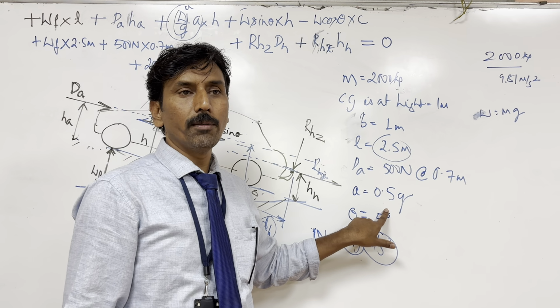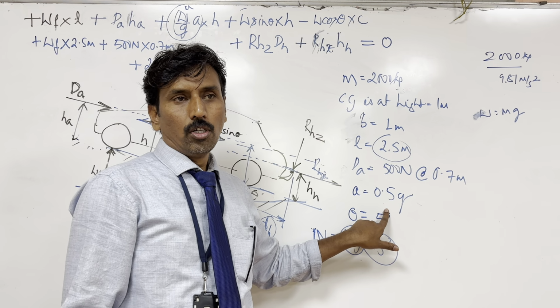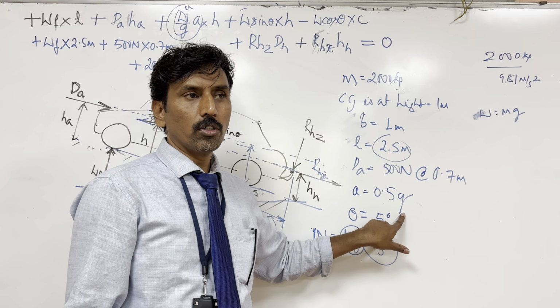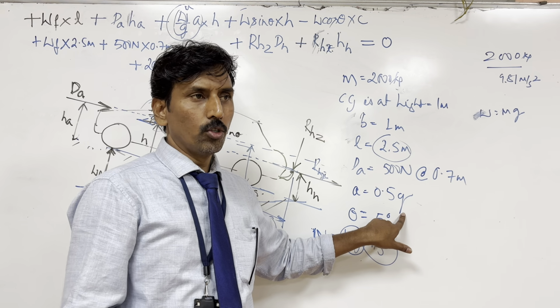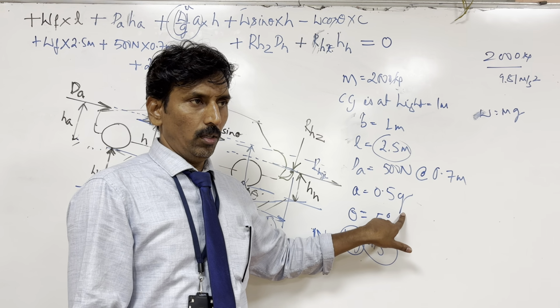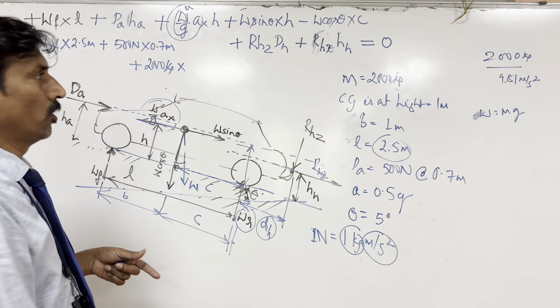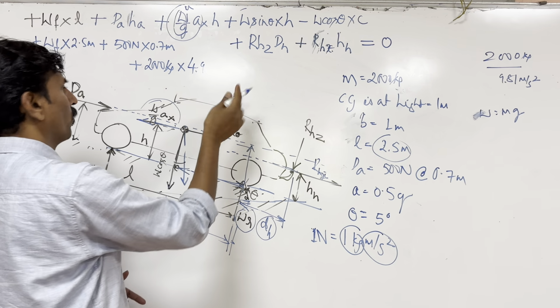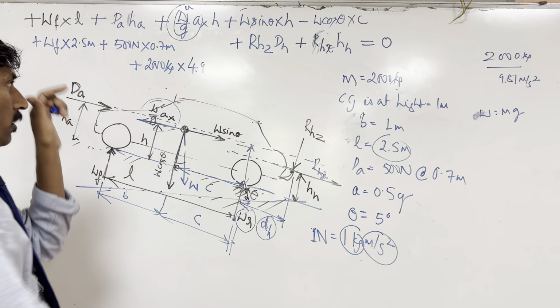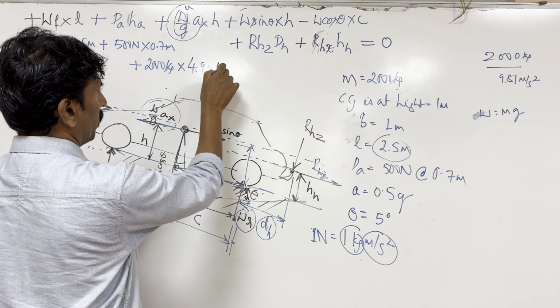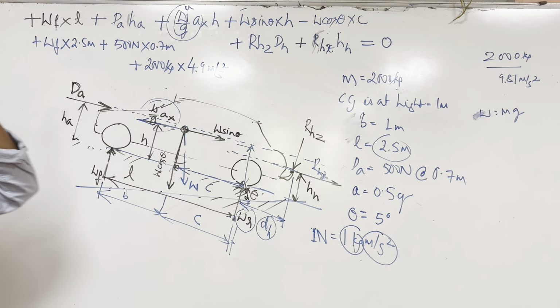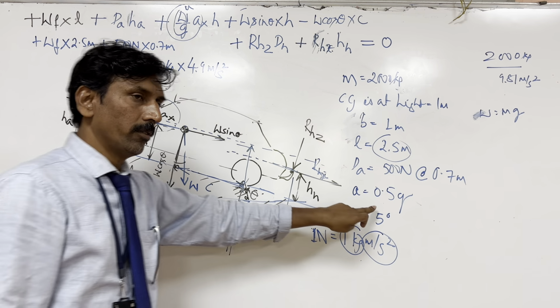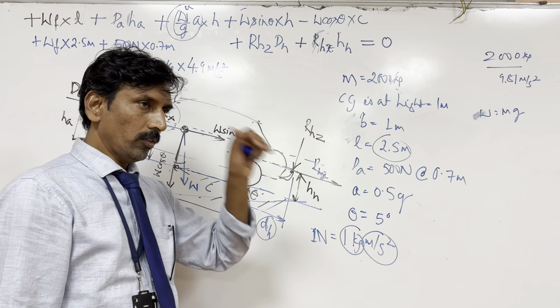So 0.5 g is how much? G refers to acceleration due to gravity, that's 9.81. So that is 4.9. We will approximate it to 4.9 meter per second square, so acceleration is 0.5 g.